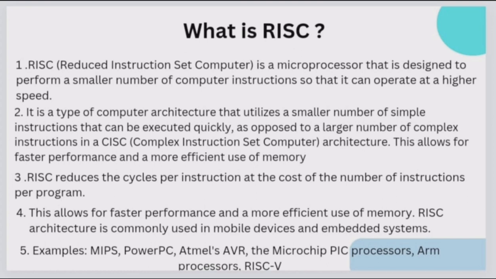CISC is Complex Instruction Set Computer Architecture. This allows for faster performance and a more efficient use of memory. Third, RISC reduces the cycles per instructions at a cost of numbers of instructions per program. Fourth, this allows for the faster performance and a more efficient use of memory. RISC architecture is commonly used in mobiles, devices, and embedded systems. Fifth, examples of RISC are MIPS, PowerPC, Atmel AVR, Microchip PIC processors, ARM processors, and RISC-V.